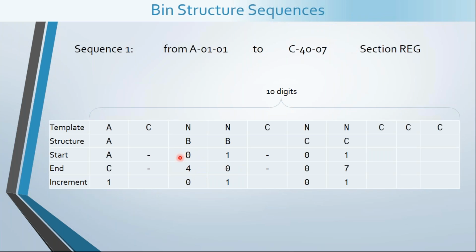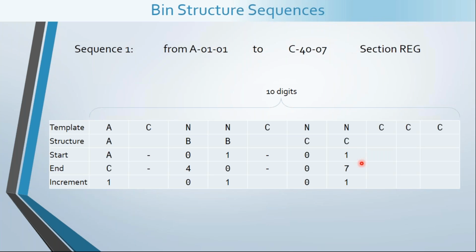Then on this group, we have to apply an increment of 1. So we start from 1 and go until 40: 01, 02, 03, and all the way until 40. Same goes here. We have C, C, because it is the same alphabet used. It groups this position and this position, so the system would not treat 0 and 1 separately. It would treat it as one number, apply an increment of 1, and the end value would be 07. So it would start from 01 and go until 07. This is how the template, the structure, the start value, the end value, and the increment work together.